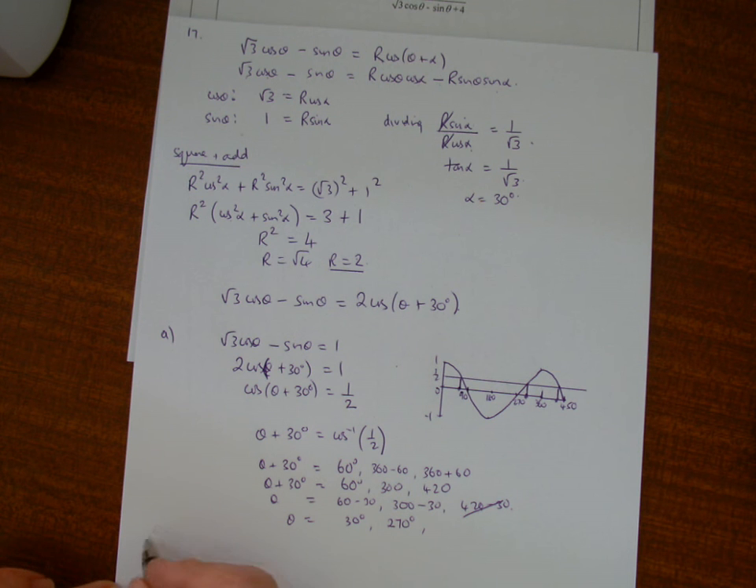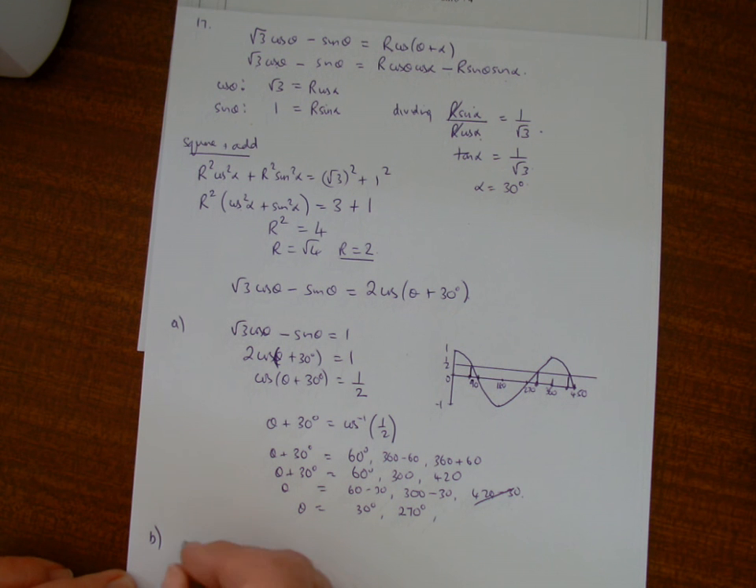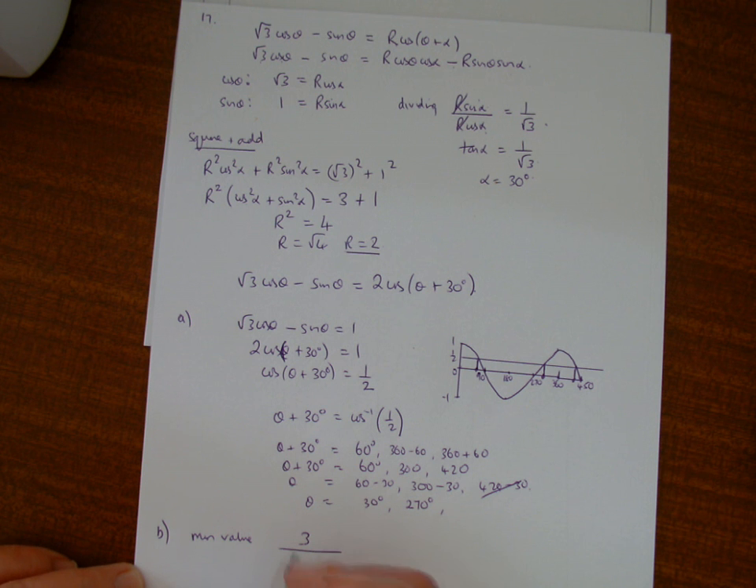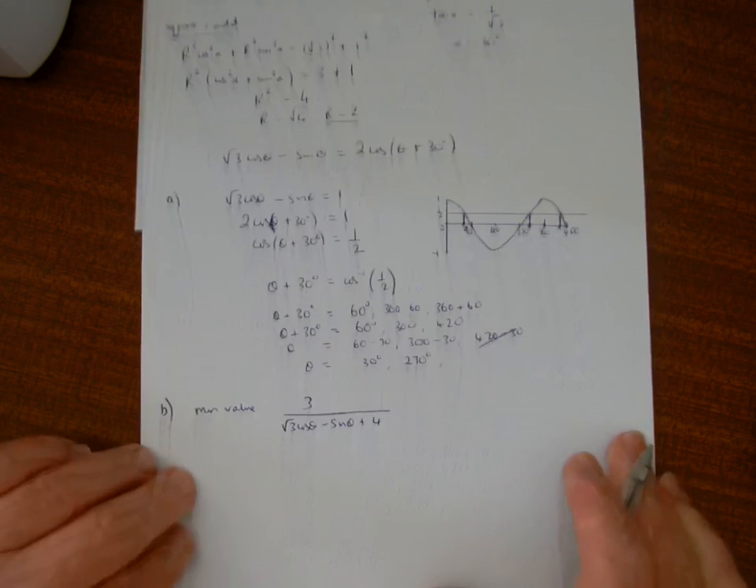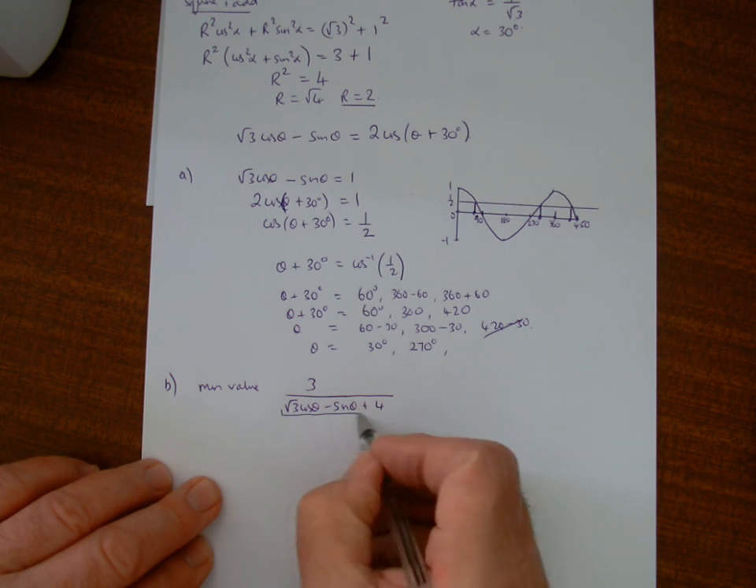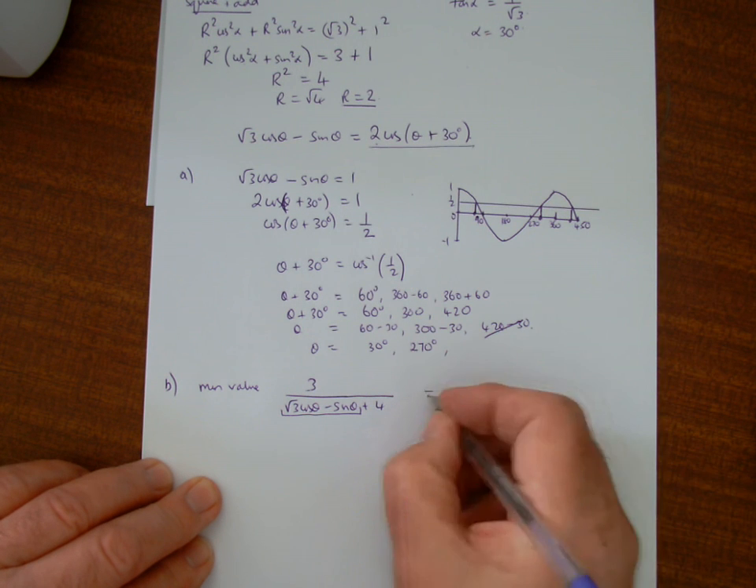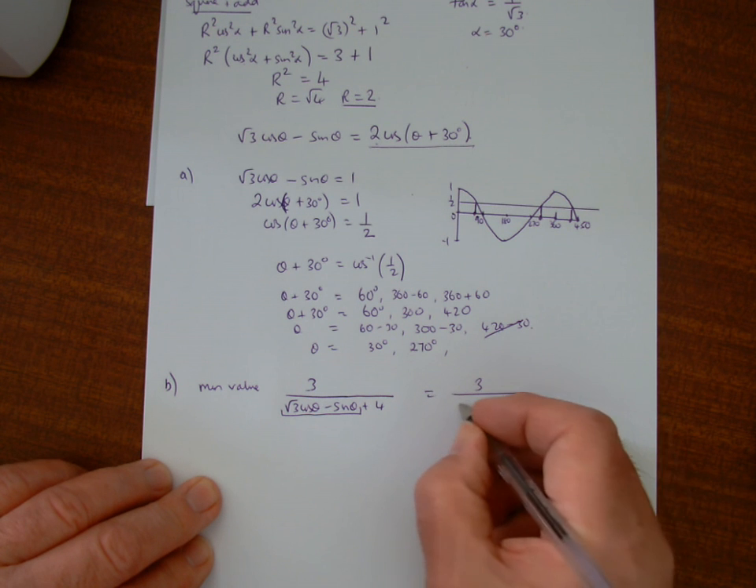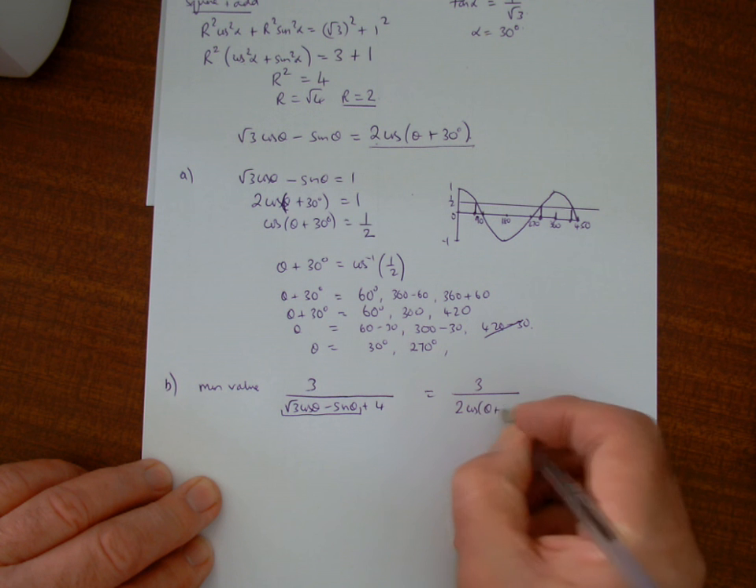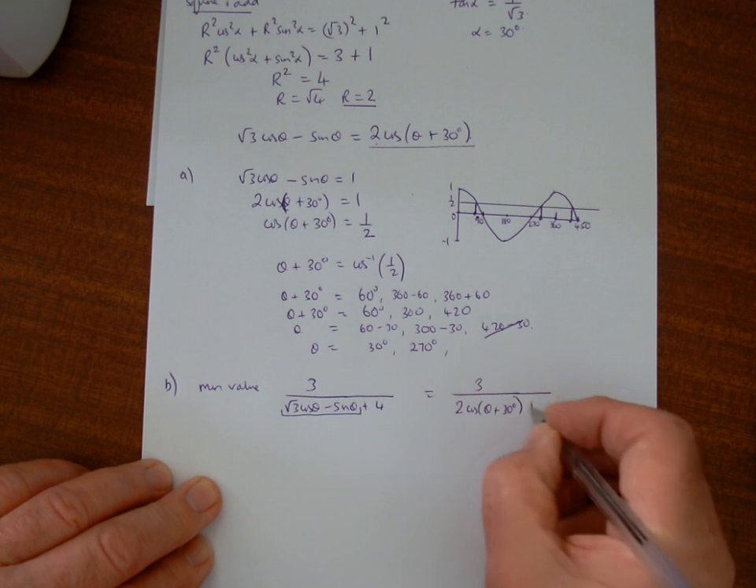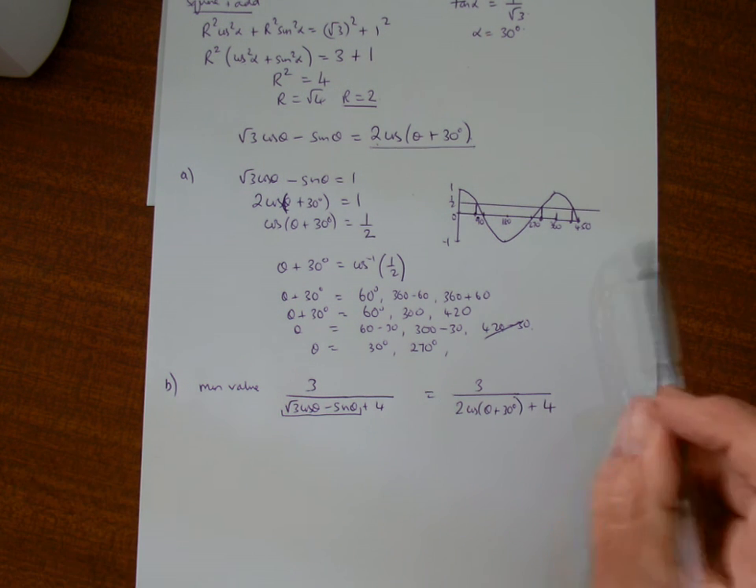Okay, and then part B, I want the minimum value of 3 over root 3 cos theta minus sin theta plus 4. So if I link up first of all what I've done, I've found that expression can be written as 3 over 2 cos theta plus 30 plus 4.